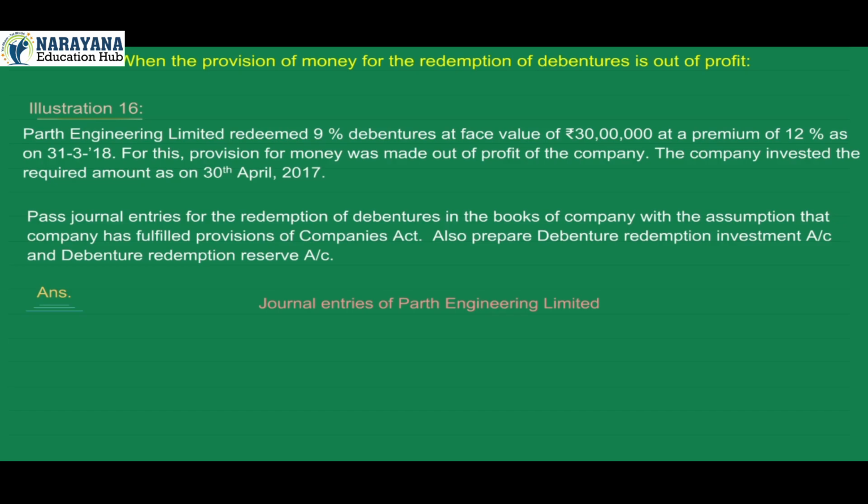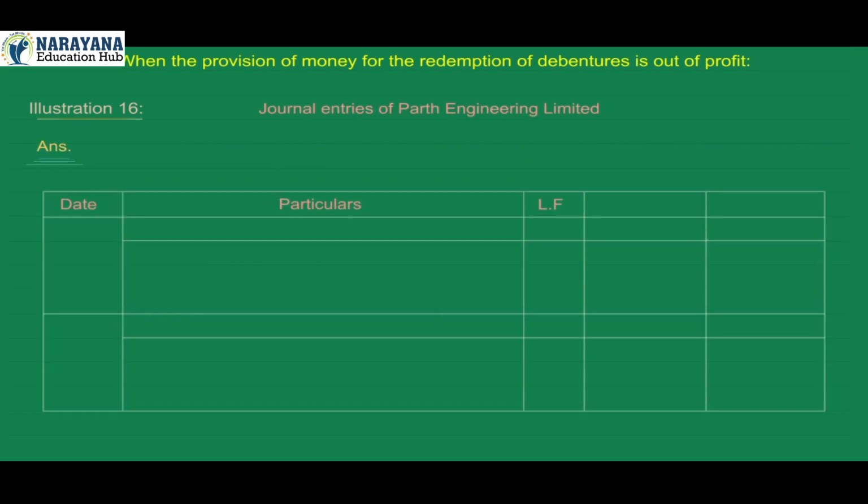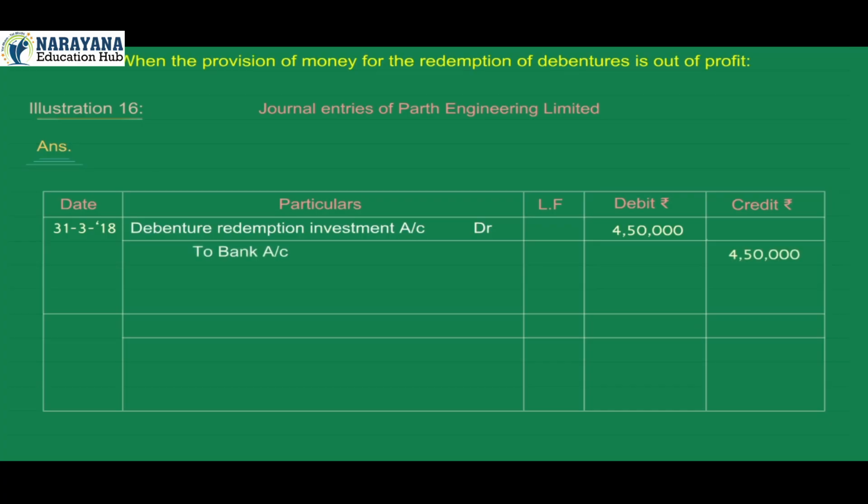Journal entries of Path Engineering Limited. Date, particulars, ledger folio number, debit, credit. 30 April 2017. Debenture redemption investment account debit 4,50,000 to bank account credit 4,50,000. Being investment made at 15% on 30 lakh before redemption of debentures.